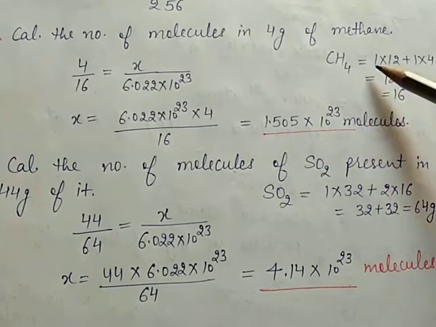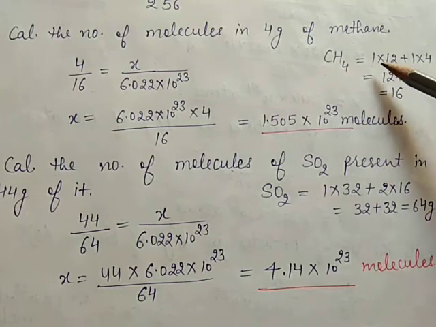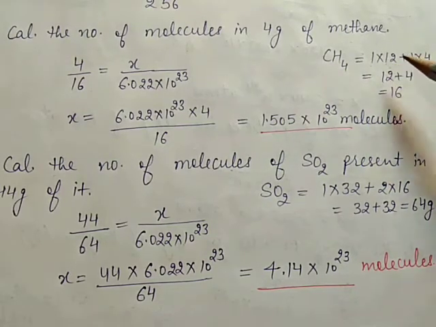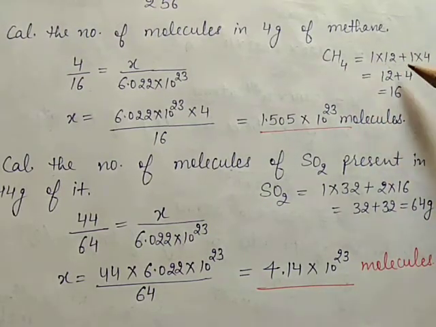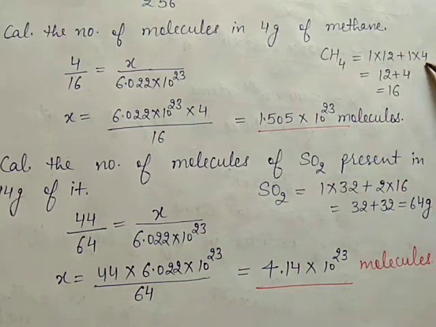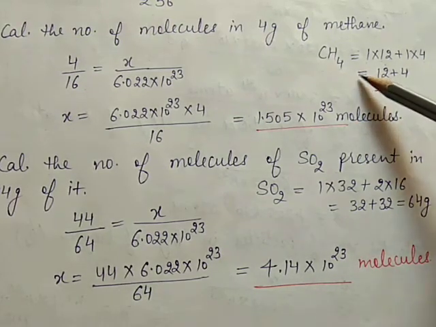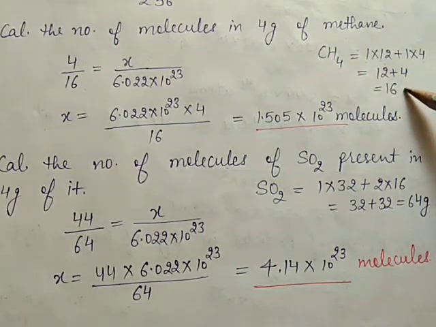Here we have to calculate 1 multiply 12. 1 is the carbon atom, 12 is the atomic mass of carbon, plus 1 is the atomic mass of hydrogen, and 4 is the number of hydrogen atoms. That is equal to 12 plus 4, that is 16 gram.